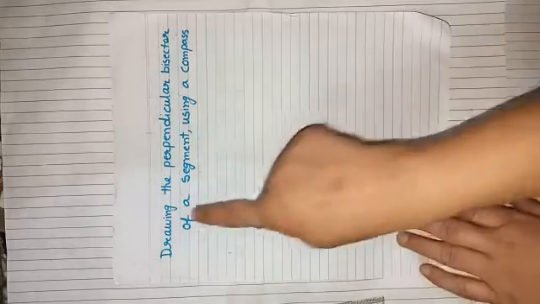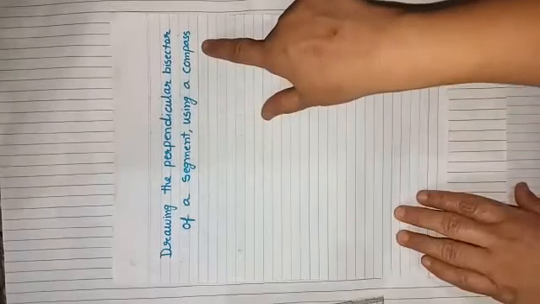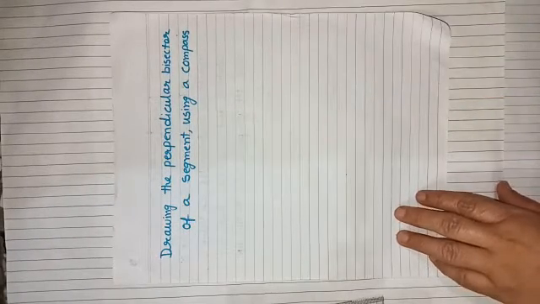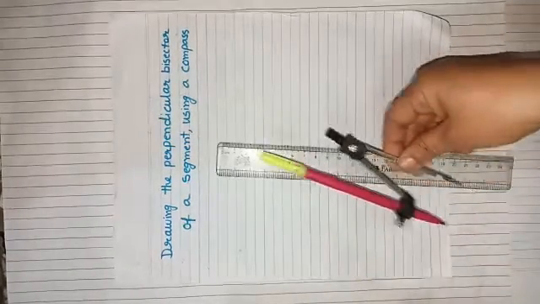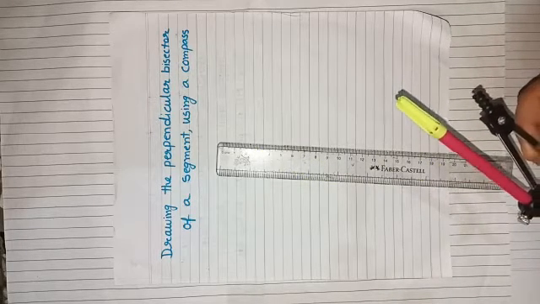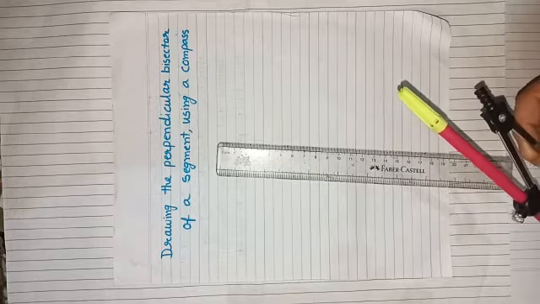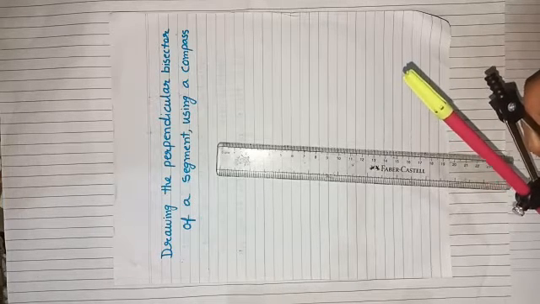Now students, we are going to see the third type of construction, that is drawing a perpendicular bisector of a segment using a compass. Now students, I have already told you that for all constructions you have to use a ruler, a compass and a pencil. You have to do all constructions with the help of a pencil, but for the clarity of the video I am going to do all constructions with the help of a sketch pen.